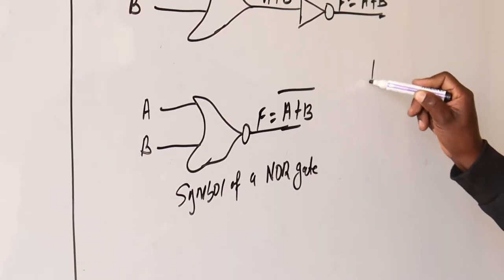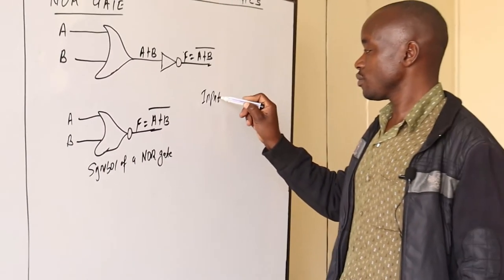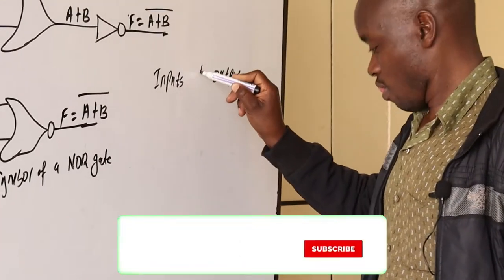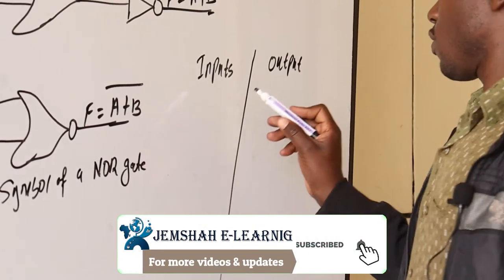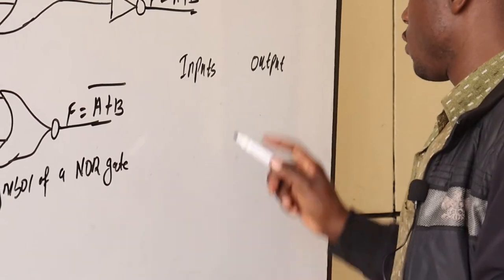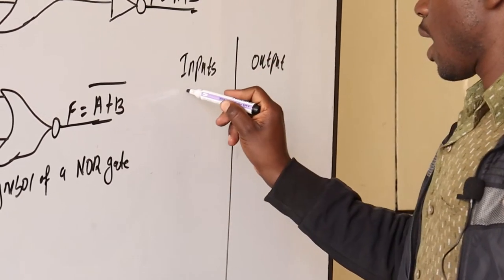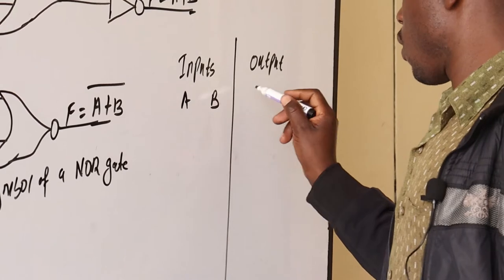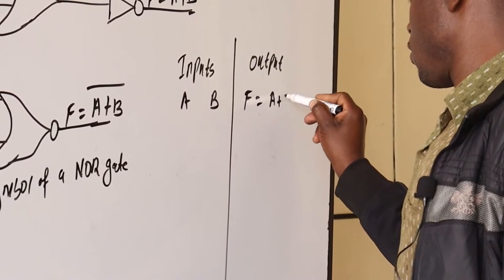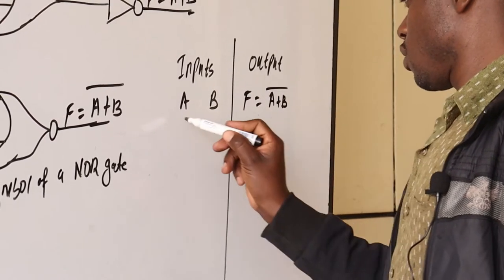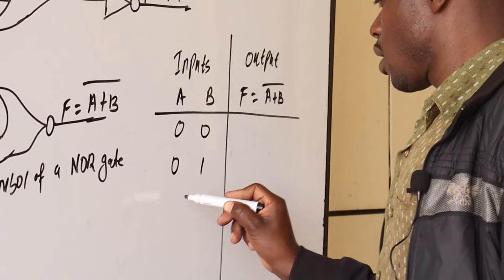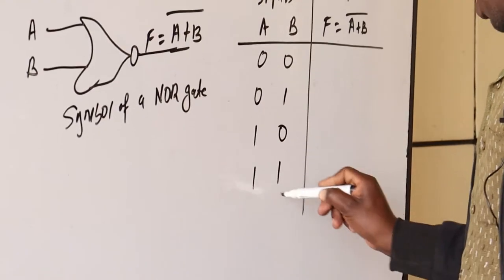So the truth table has the inputs, and then we have the outputs. Our inputs are A and B. And our output is F, which is A plus B, but inverted. So we have 00, 01, 10, 11.